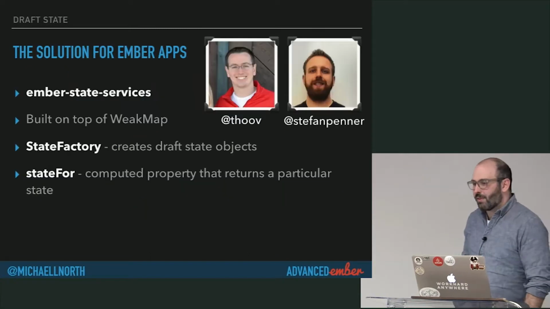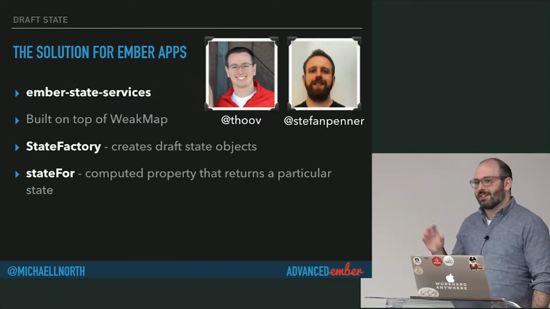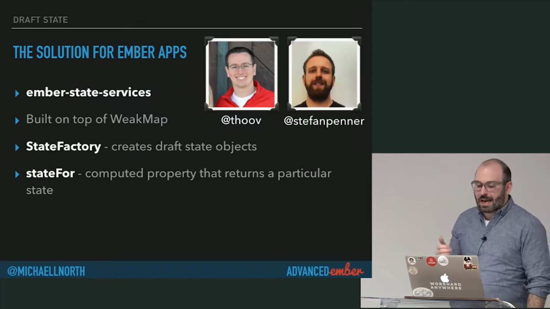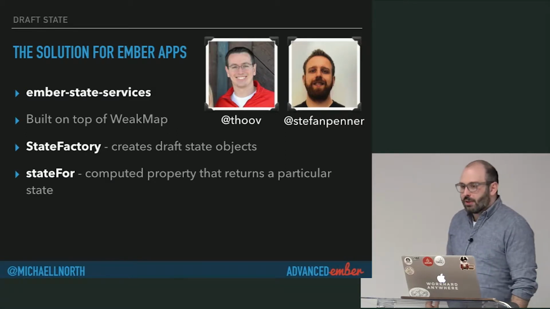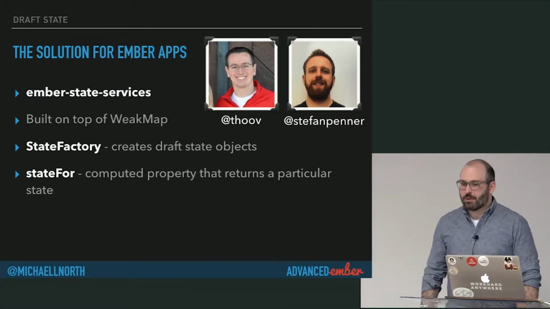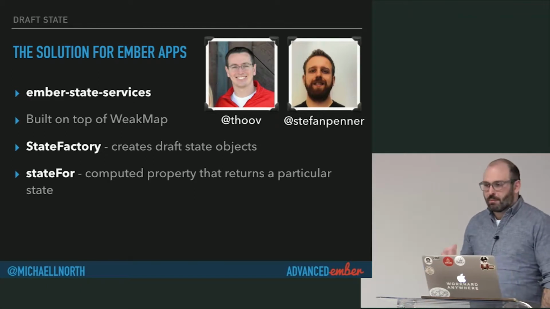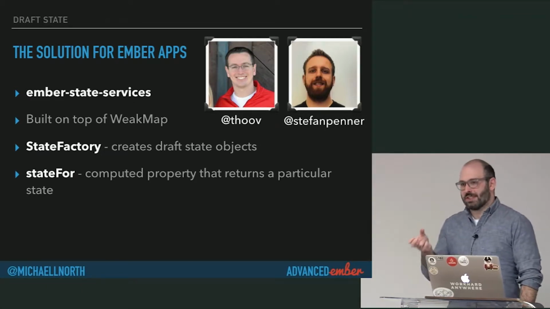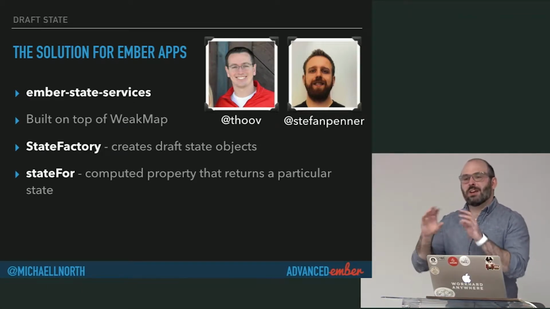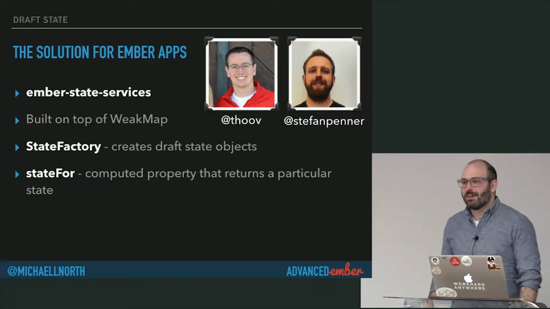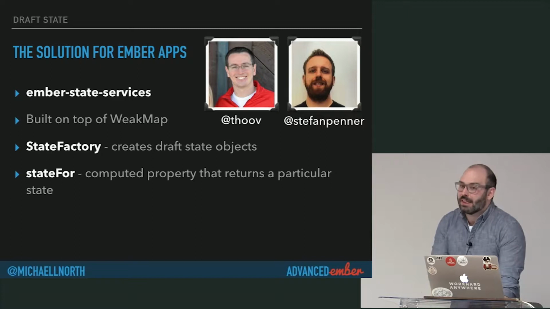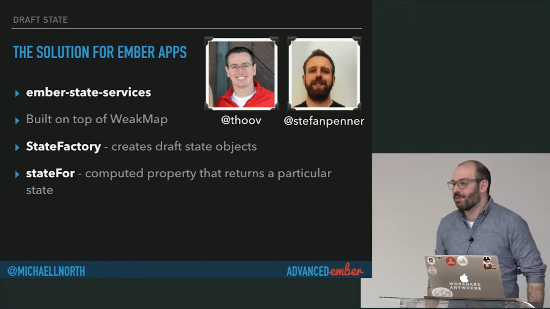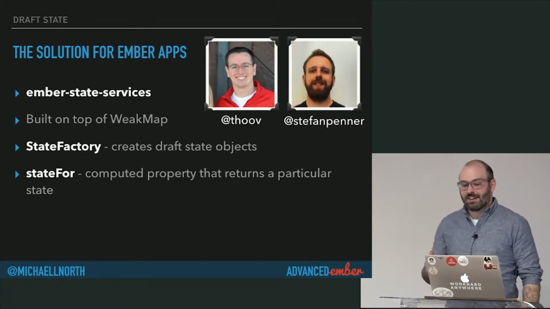The solution for using weak maps and using this draft state in Ember apps is called Ember State Services. And there are two concepts here that you need to be aware of. One is the ability to create little chunks of state. This is the way you set up an initial value for this draft data. And the other is a computed property that helps you retrieve the correct piece of draft data given a key.